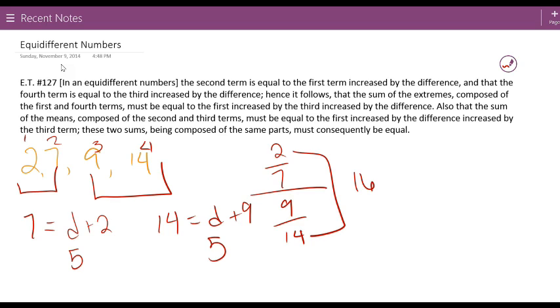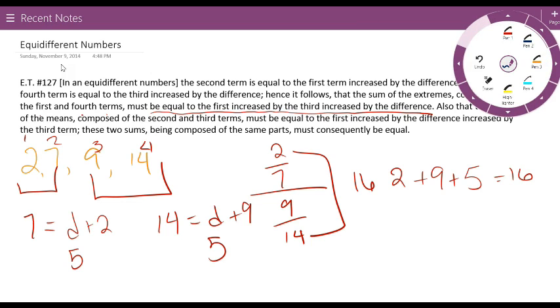So the sum of the extremes composed of the first and fourth terms must be equal to the first increased by the third increased by the difference. So we would have 2 plus 9 plus our difference, in this case 5. So 2 plus 9 is 11 plus 5 equals 16. All right, that also holds true.